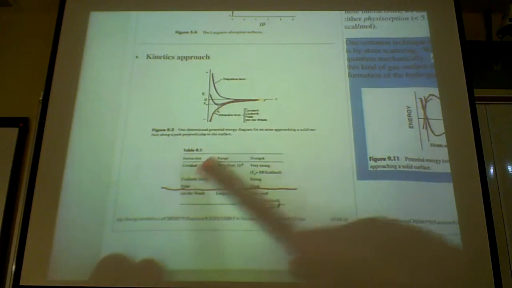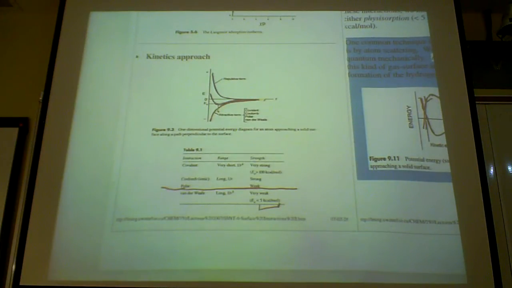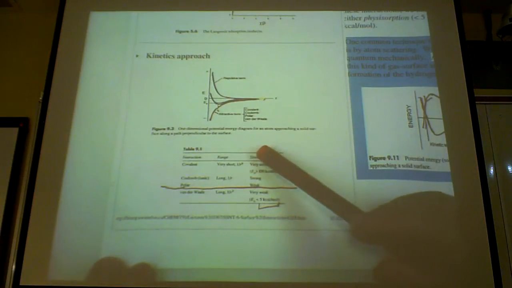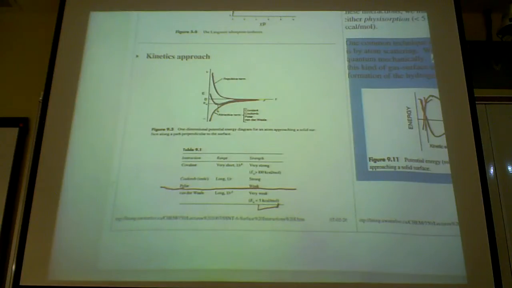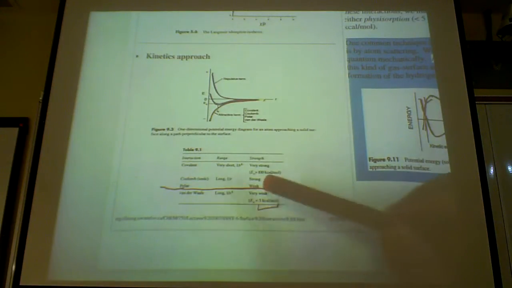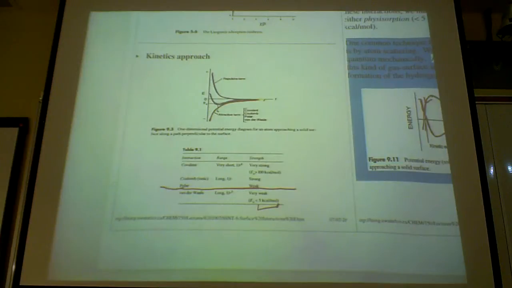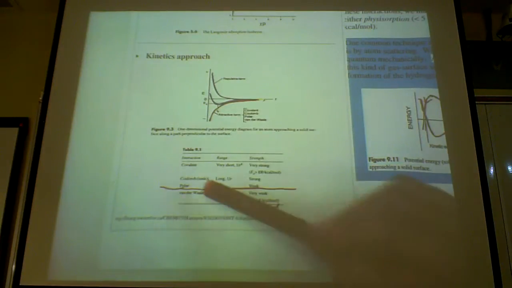And of course you have covalent bonding interaction, which usually occurs at very short range. It goes as 1 over R to the 6th, and this is very strong. This is over 100 kcal per mole, or over 25 kilojoules per mole. And the other is a little bit weaker, and we get it for potential.